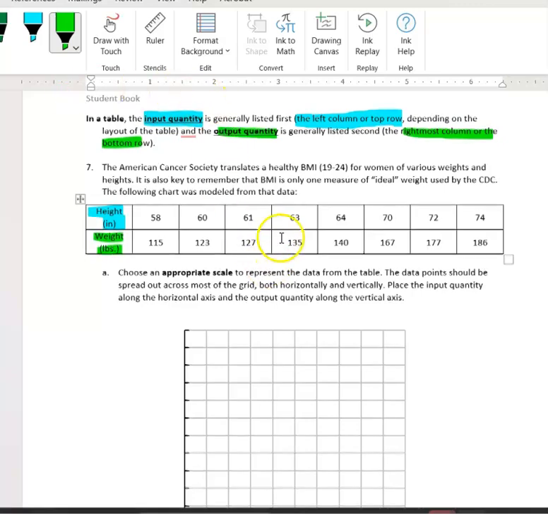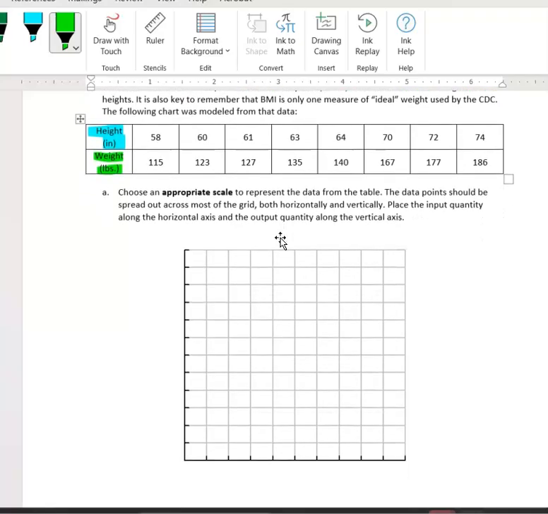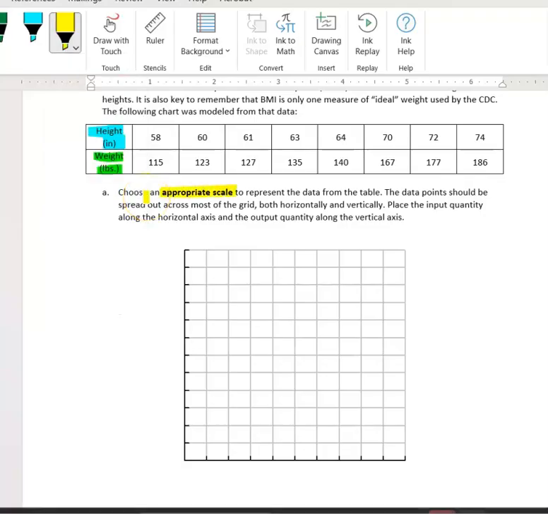And so now the other key thing that you're going to want to do when you're making your graph is here where it says choose an appropriate scale. An appropriate scale means that the data points should be spread out across most of the grid. So you want to make sure this is both horizontally and vertically. So you really want to look at what these values are telling you.